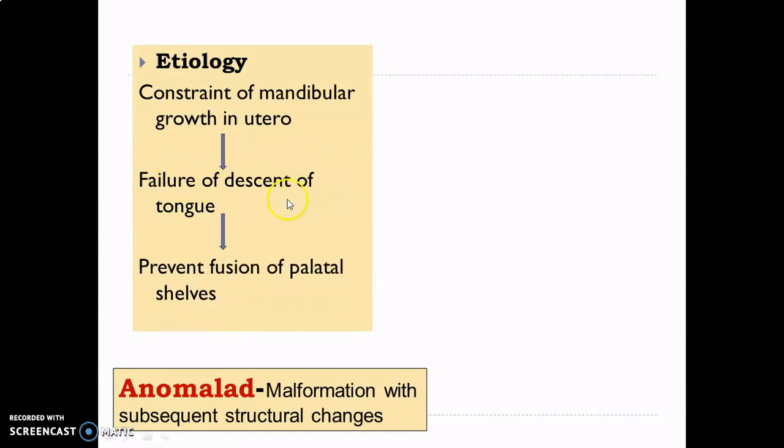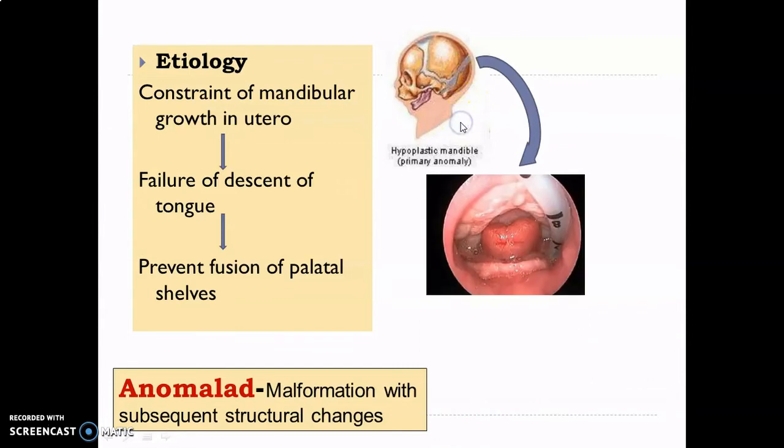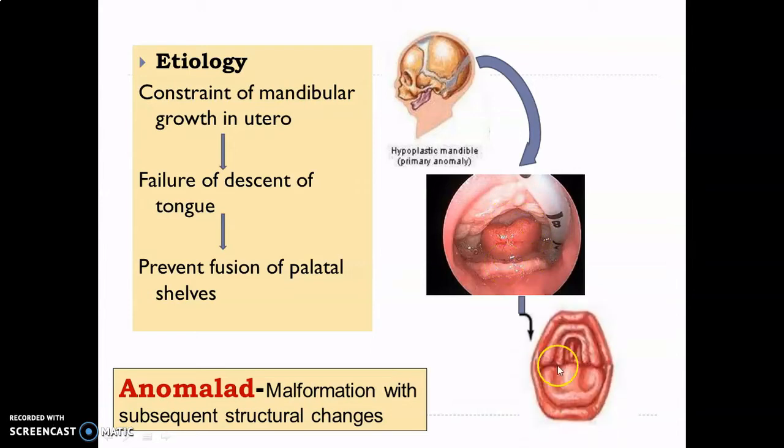So when there is failure of descent of tongue into the floor of the mouth, it will automatically prevent the fusion of palatal shelves. As you can see in this image, hypoplastic mandible, which is a primary anomaly, will result in failure of descent of tongue, that will in turn result in clefting of palate or prevent the fusion of palatal shelves. So cleft palate is a secondary anomaly. This is what is meant by anomalad.